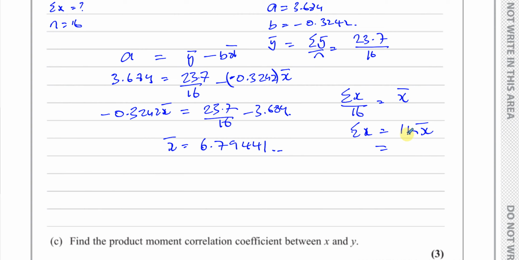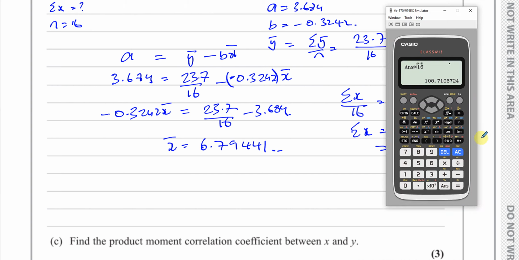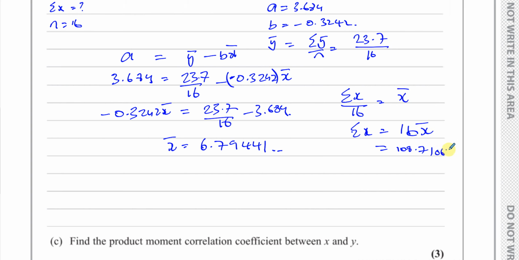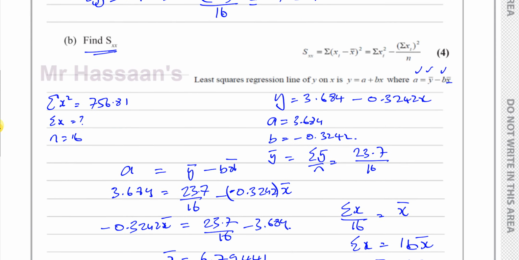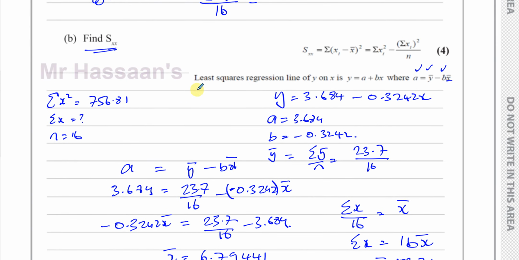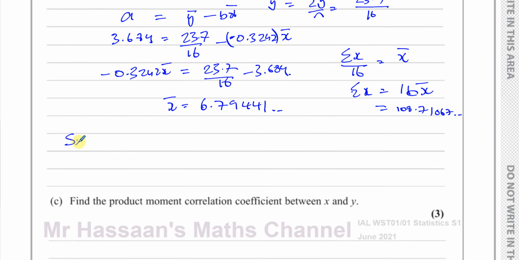108.71. Okay, I'll just write it a few more decimal places, 0.67. Okay, that's the sum of x. So now we can use our formula over here, which is the sum of x squared, which we already know, which is 756.81.